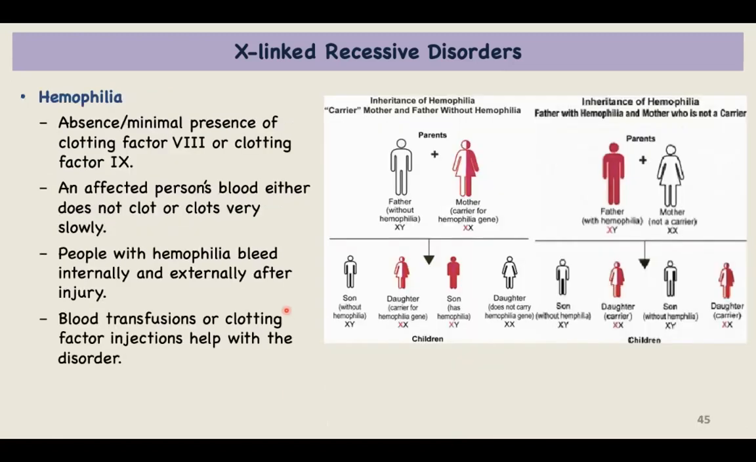Okay. So that was color blind. Next one is hemophilia, which is the absence or minimal presence of the clotting factor. So an affected person's blood either does not clot or clots very slowly. So kita sangat takut kalau hemophilia punya patient ni they bleed. Kalau bleed internally lagi susah lah, tak nampak, susah nak stop, the blood doesn't clot. Okay. So blood transfusion or clotting factor injection help with the disorder. Okay, so these are the crosses. Nanti we will try to do it during tutorial.